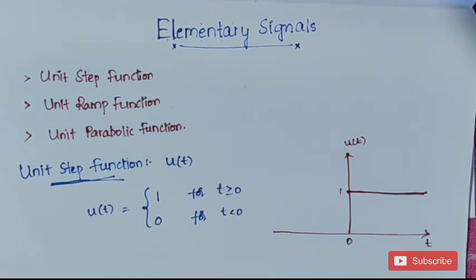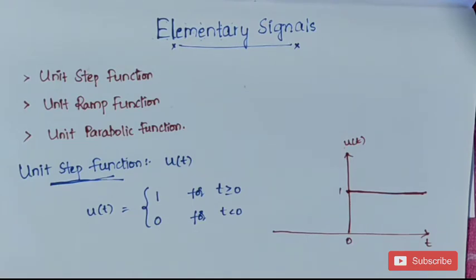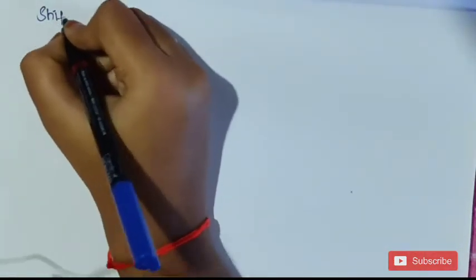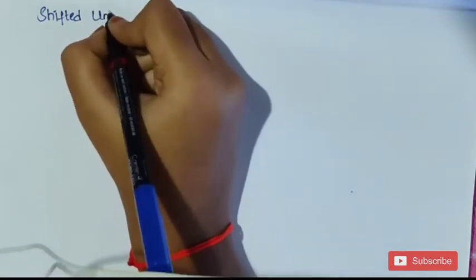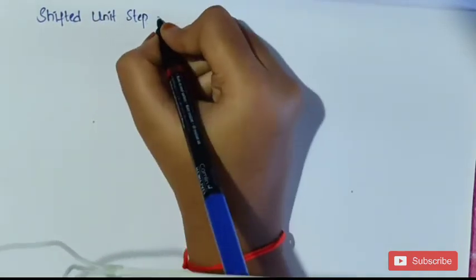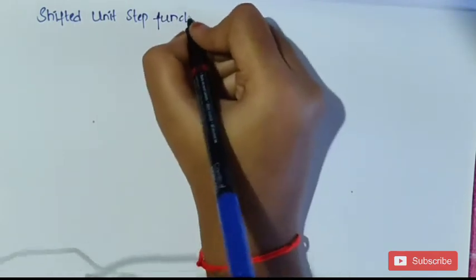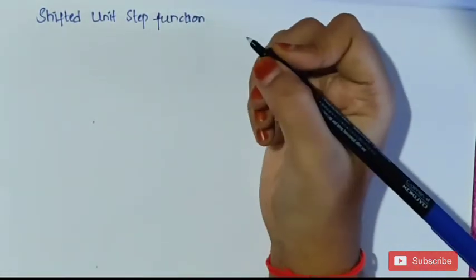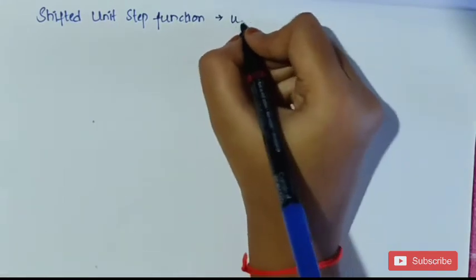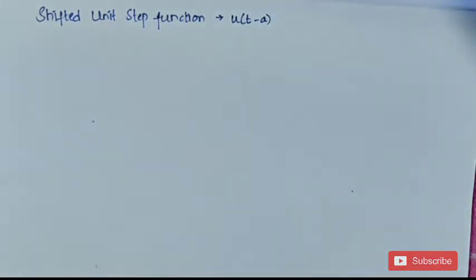Next, there may be a delayed or advanced unit step function. It means there is shifting in this unit step function. We will observe that signal also. Next one is shifted unit step function. Generally, unit step function is denoted by u of t, but shifted unit step function is denoted by u of t minus a, because actually the signal starts from 0. In shifted unit step function, the signal starts from a point other than 0. It is delayed or it may be in an advanced situation.